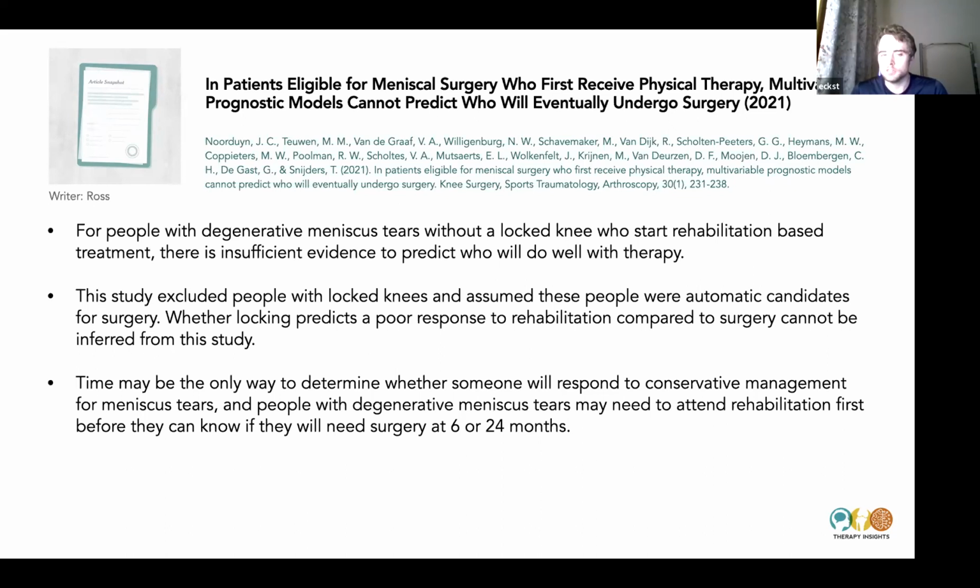And then something else that was interesting is that this was one of the studies that just automatically excluded people with locked knees. And as we talked about before, it seems like a lot of these research studies make that kind of assumption. It's like, oh, they've got a locked knee, they're a surgical candidate, exclude them. And maybe they don't really need to be doing that. Yeah, that was, I guess, the summary for that.